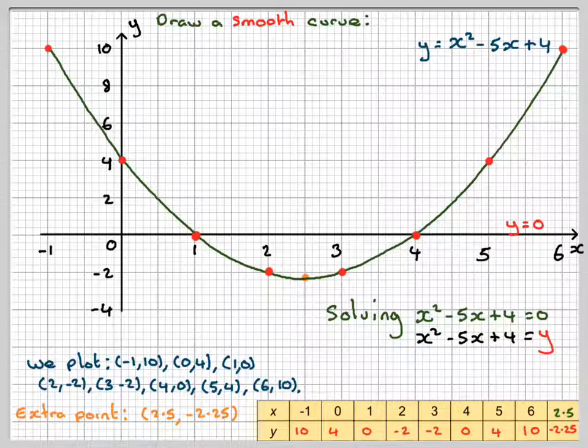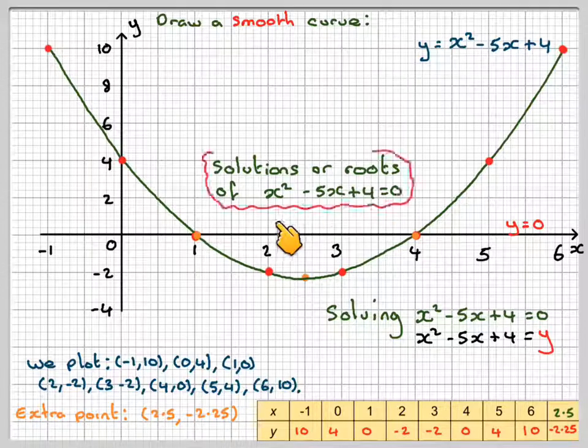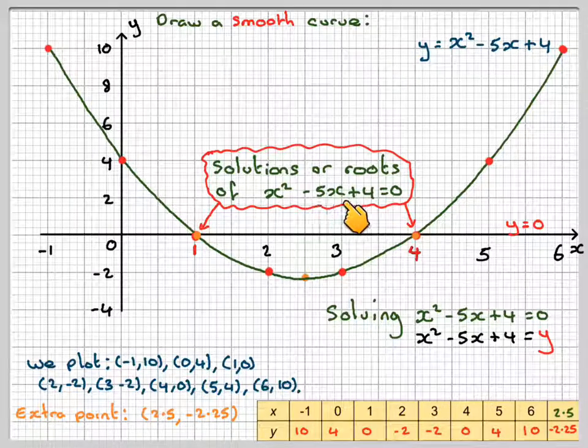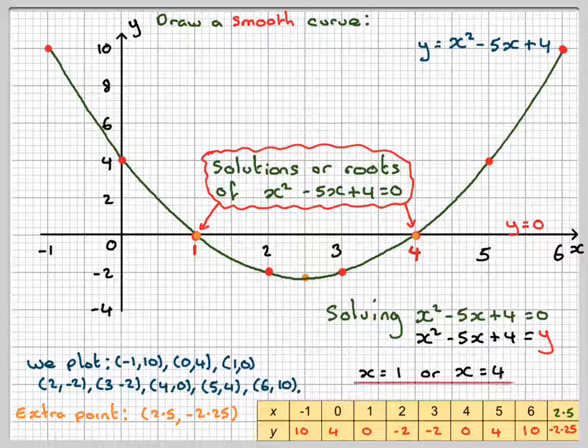That's here and here. These are called the solutions, or another term often used is roots, of the equation x squared minus 5x plus 4 is equal to 0. So we've got two roots or two solutions, 1 or 4. So the solutions are x is equal to 1 from here, or x is equal to 4 from here.